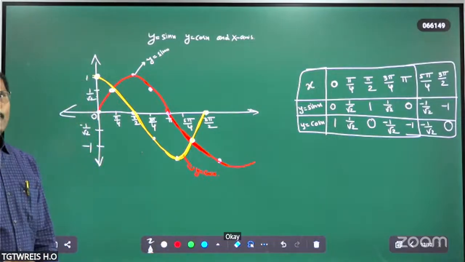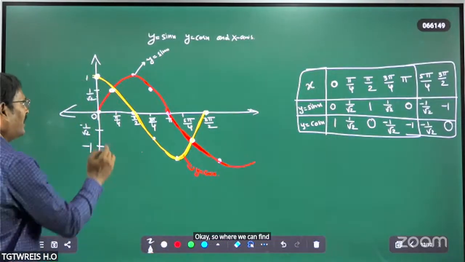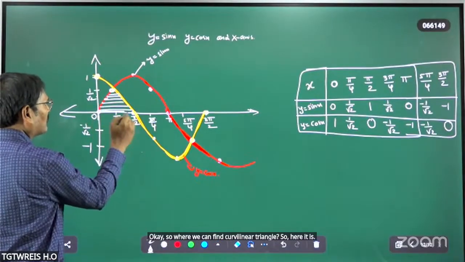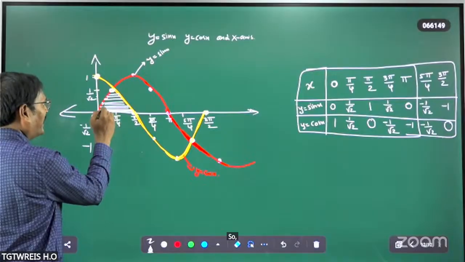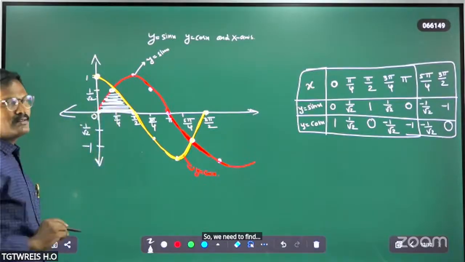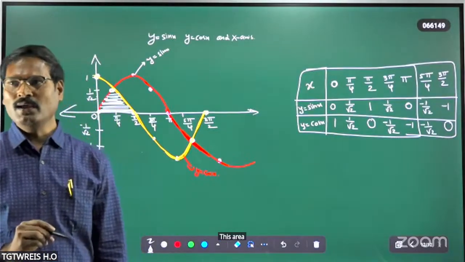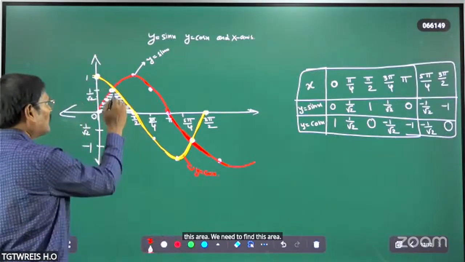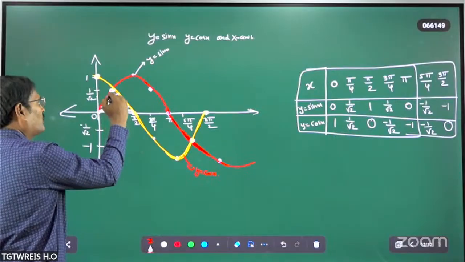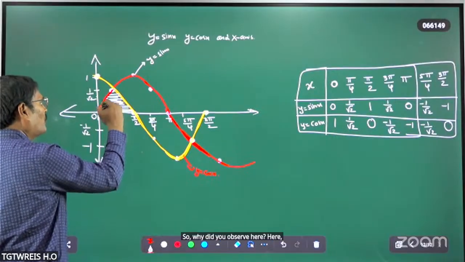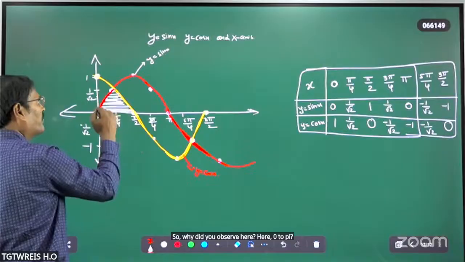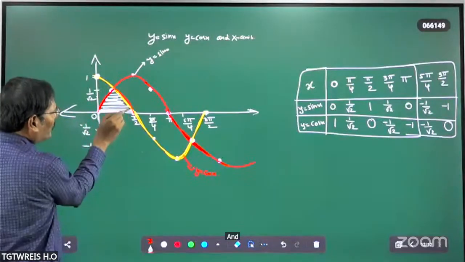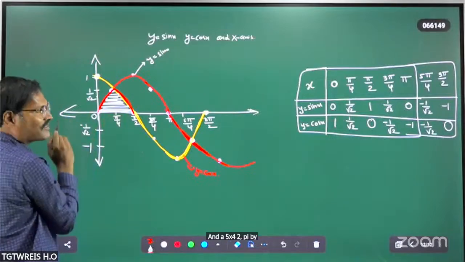Okay. So where can we find the curvilinear triangle? So here it is. We need to find this area. So what did you observe here? From 0 to pi by 4, the y is equal to sin x curve is there. And from pi by 4 to pi by 2, the cos x curve is there.